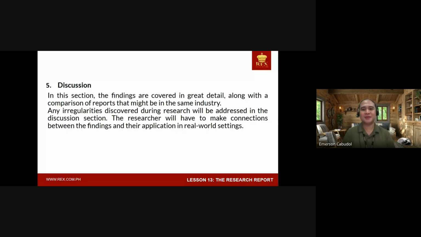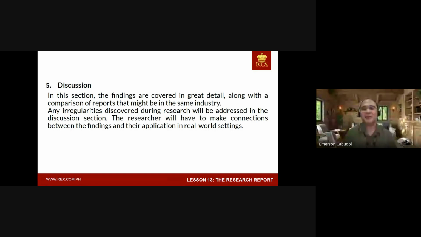After this, we address any irregularities or unexpected findings that emerged during the research. We provide possible explanations for these results and discuss their significance in relation to the overall study. We acknowledge any limitations or weaknesses in our research methodology that could affect the interpretation of the results. So, this transparency builds credibility.